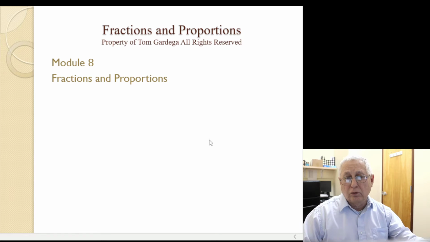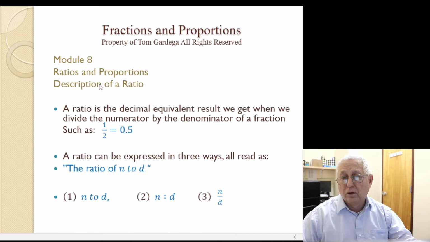In Module 8, you'll learn everything there is to know about fractions and proportions. Ratios and proportions. Before we can get into the proportions, we need to understand what a ratio is. A ratio is the decimal equivalent result we get when we divide the numerator by the denominator of a fraction, such as 1 divided by 2 equals 0.5. A ratio can be expressed in one of three ways, all read as the ratio of n to d.